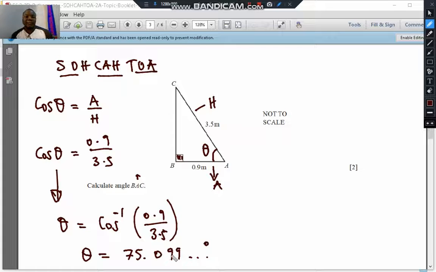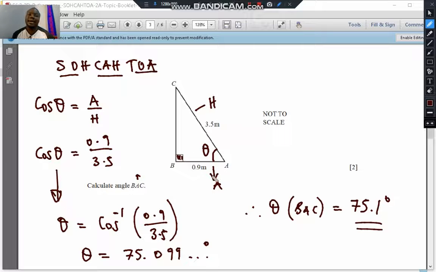Now, under the Cambridge or the Zambian syllabus, angles should be written to 1 decimal place. So our theta, which is angle BAC, would be given as 75.1 degrees. So that means you found your angle there.